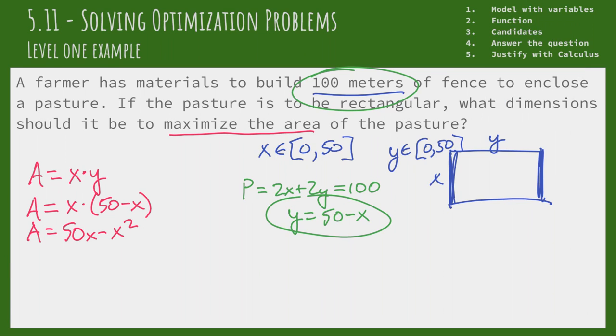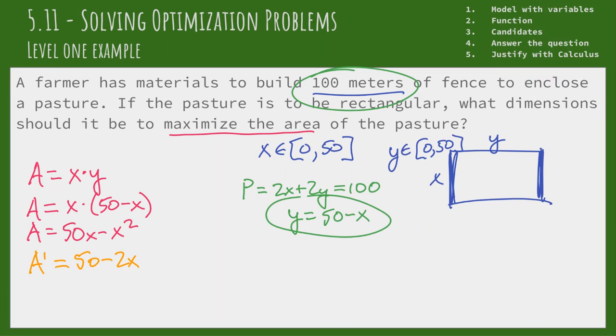So to do that, we're going to take the derivative. I'm just going to call it A prime. We could also write it dA/dx. It doesn't matter if you use prime notation or Leibniz notation. We get 50 minus 2x.